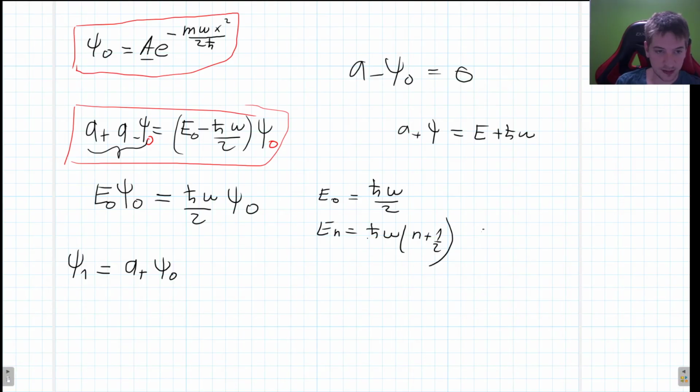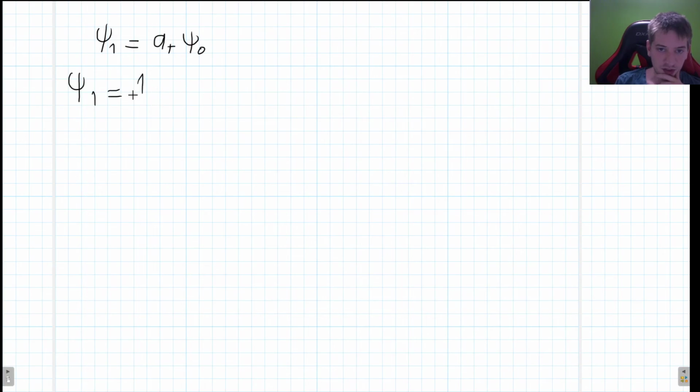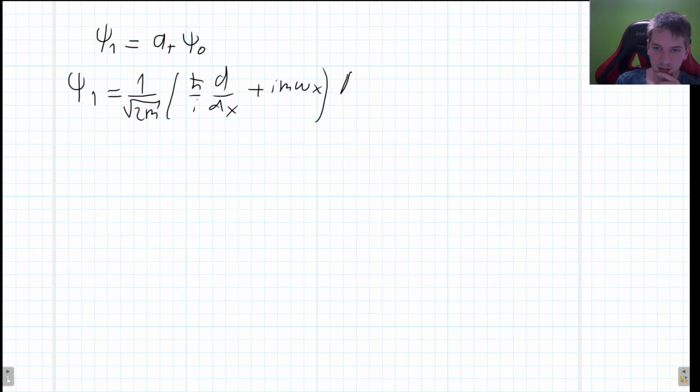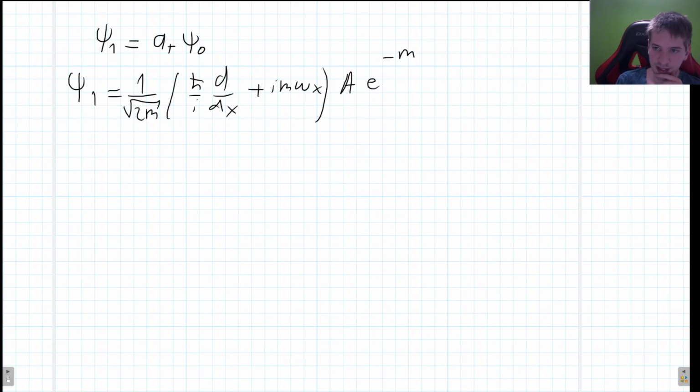Let's go to the next page and just do this quickly. I know I'm going long, but it's okay. So psi 1 is going to be the raising operator, which is just 1 divided by the square root of 2 over m h bar, times h bar over i d by dx plus i m omega x, and all of this acting on our wave function psi 0, which we already found, and it is some normalization constant times e to the minus m omega, it's not squared right now, it's omega x squared divided by 2 h bar.